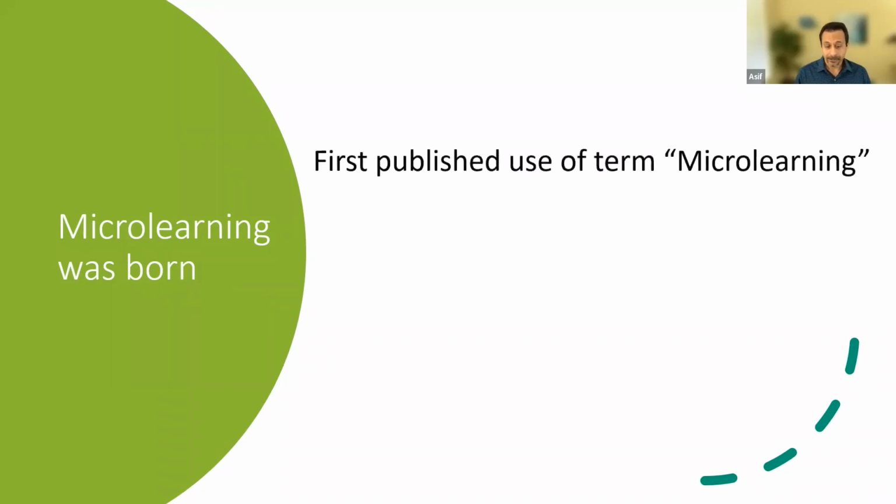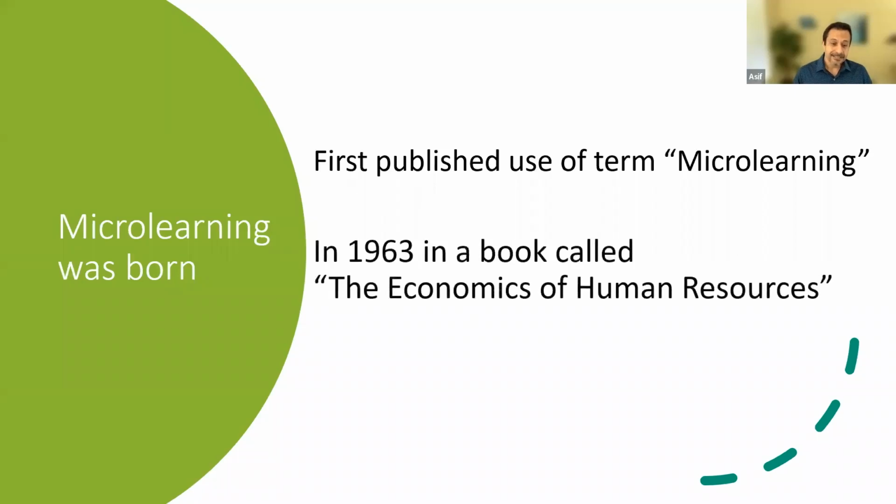Now, the word microlearning, the first published use of the term, you'll be surprised when I put this date in there, 1963. I didn't know that until I researched and I got into it, that a book, The Economics of Human Resources, written by Hector Correa in 1963, first mentioned the word microlearning. Can you believe that? 1963. I myself, for the last 20 years, maybe a little bit less, have been using this word. But before that, I had no idea.